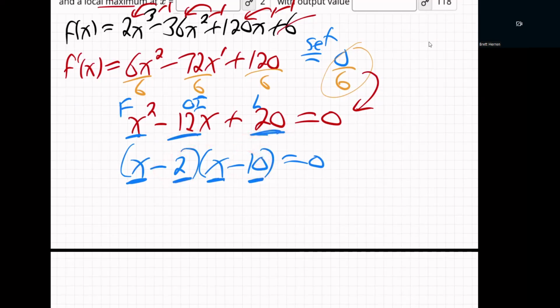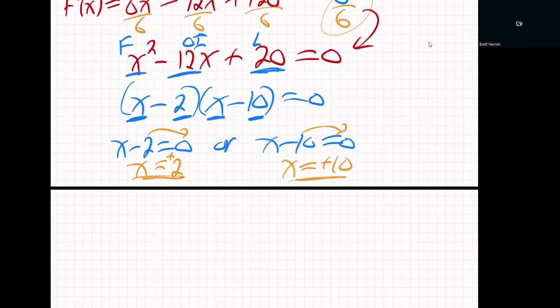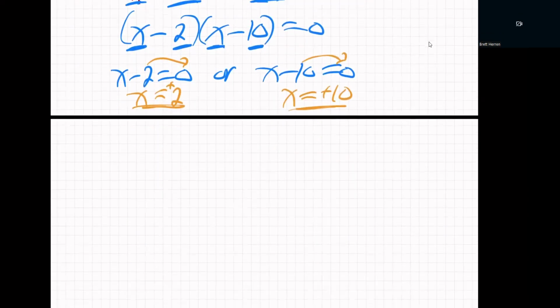Then you set each one equal to 0 separately. This one equals 0, or that one equals 0. So x is positive 2, or x is positive 10. So I've got my two x values. Those are the places where we're going to have mins and maxes. Well, how do you know which one's a min and which one's a max? You have to do a number line.